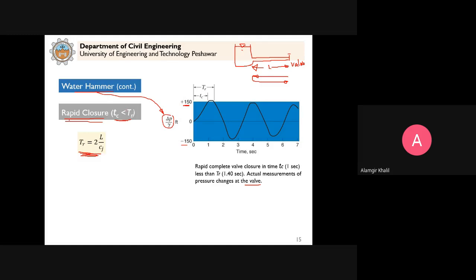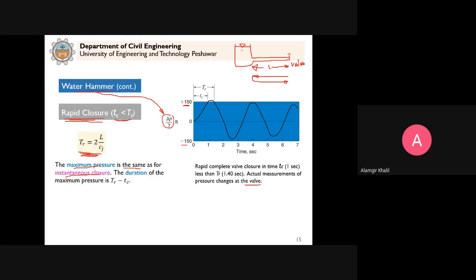So when we have rapid closure, the increase in pressure will be how much? Because for instantaneous closure we already developed the equation. So remember, the maximum pressure is the same as for instantaneous closure. If we have a rapid closure case, what will be the maximum increase in pressure? That will be the same as the instantaneous closure. So you can use the previous formula to calculate the change in pressure. Clear?